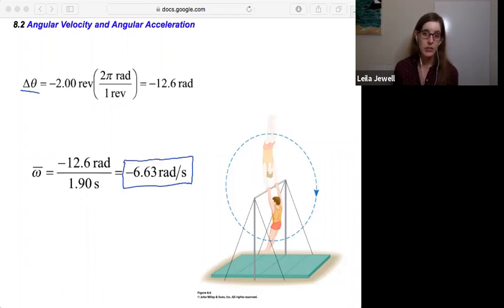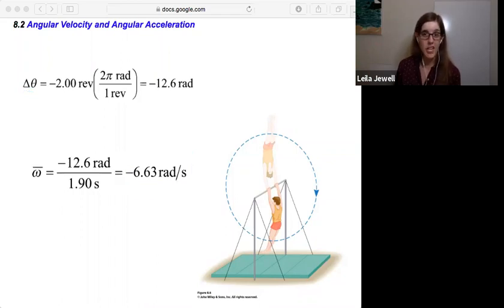Notice the angular velocity here is negative as well. That tells you that the gymnast is rotating, their velocity or speed is in this negative clockwise direction. So the negative sign, once again, is just about direction, but now it's direction of rotation as opposed to down versus up.